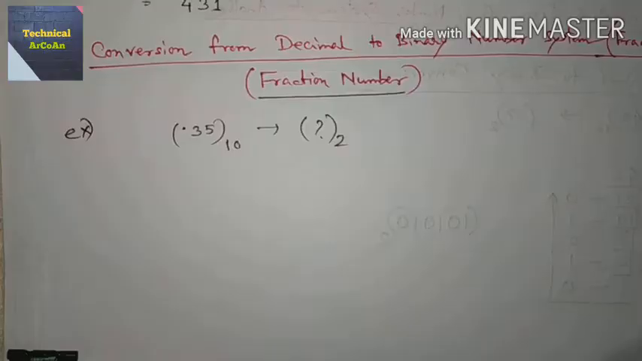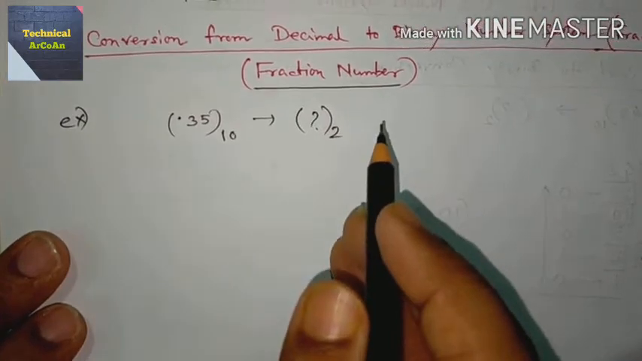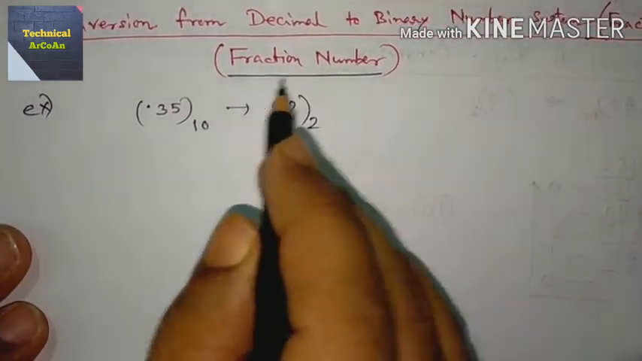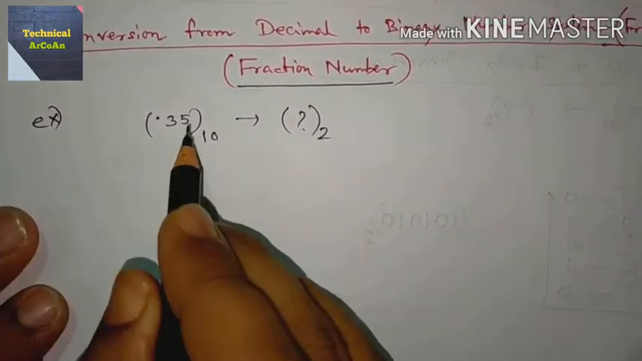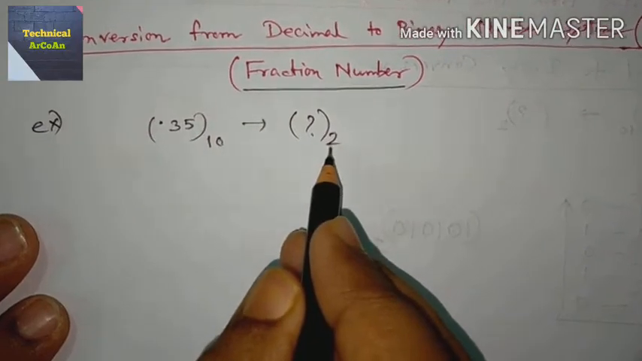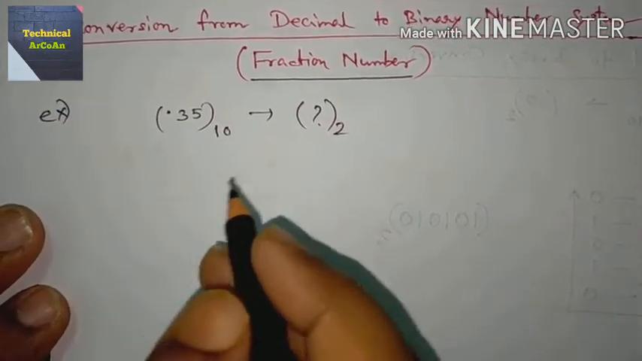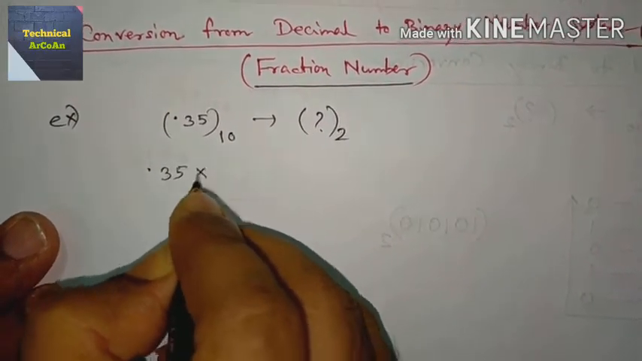Okay. Now we are converting from decimal to binary, but here the number is a fraction, meaning how a fractional number is converted from decimal to binary. Our target number system is binary, so we multiply by 2. Okay, let's go for the example. We multiply 0.35 by 2.